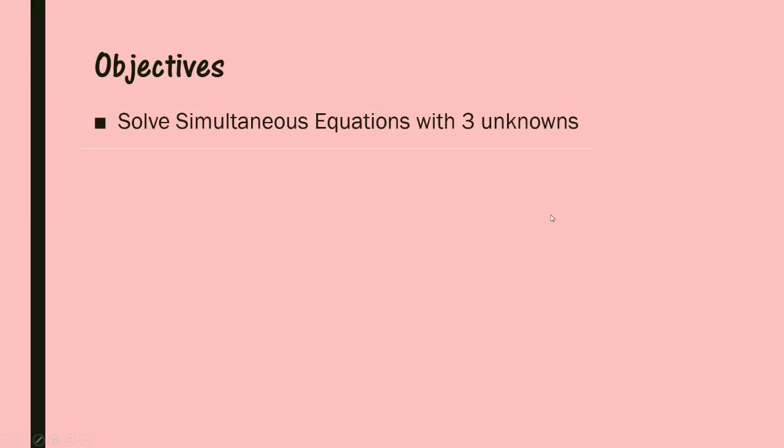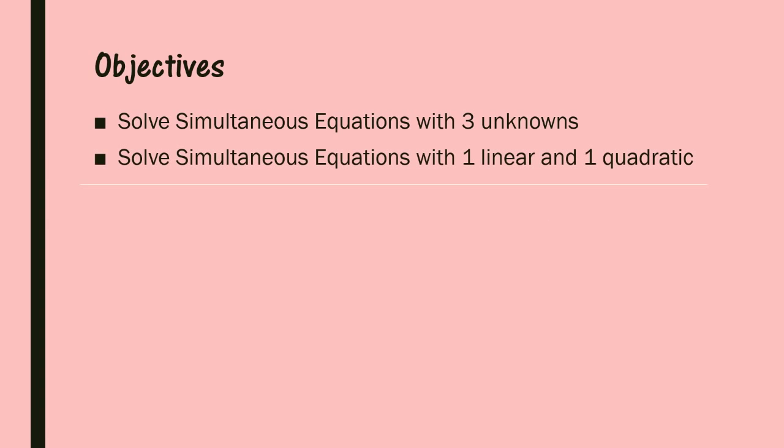Objectives: solve simultaneous equations with three unknowns. Solve simultaneous equations with one linear and one quadratic. In the last lesson, I showed you how to use the elimination method, the most popular, and also the substitution method to solve simultaneous equations with two unknowns. So usually for x and y, or a and b, just two unknown variables. In this one, we're going to take you through three unknowns, and then one linear and one quadratic. What do you do there?